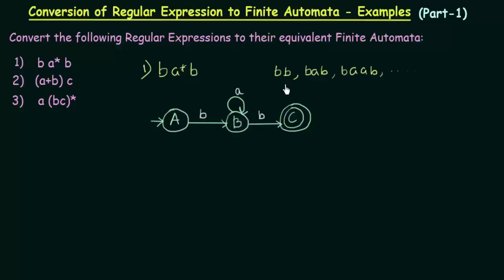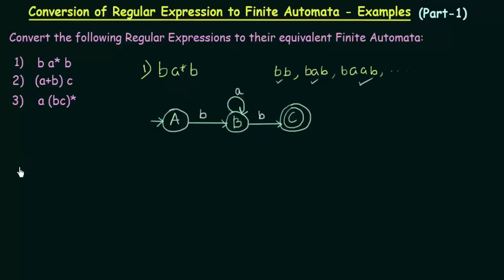So let us check if these strings are accepted by this finite automata. bb: starting from A, with b it comes to this B, with the next b it comes to state C, which is the final state. So this is accepted. Now bab, bab again comes to the final state. This is also accepted. baab: b, a, another a, and then b comes to the final state again. This is also accepted. So now we have successfully designed the finite automata for this regular expression b a star b.